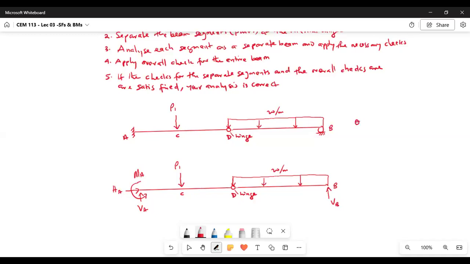So this original beam, this is a free body diagram. So do you see the step? We have the original beam. We have the free body.